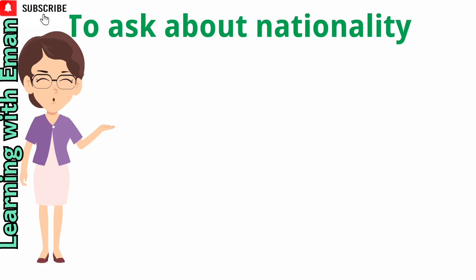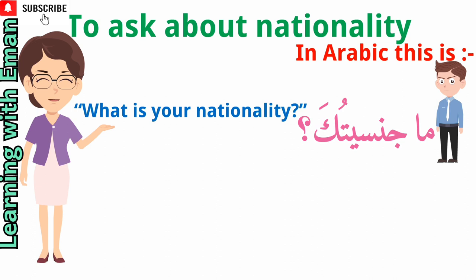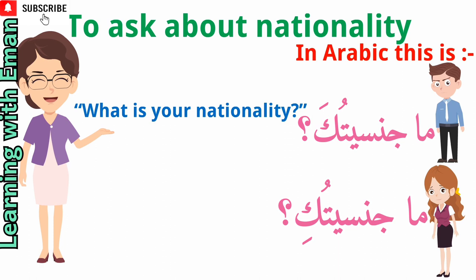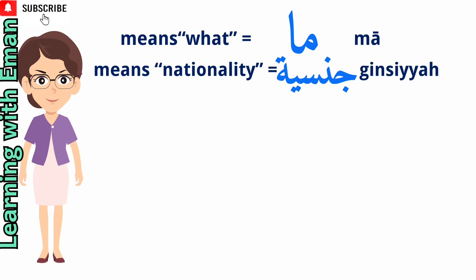To ask about nationality in English, you say, "What's your nationality?" In Arabic, this is "ما جنسيتك؟" "ما" means what. Listen again and repeat "ما". And next "جنسية" means nationality. Listen again and repeat "جنسية".